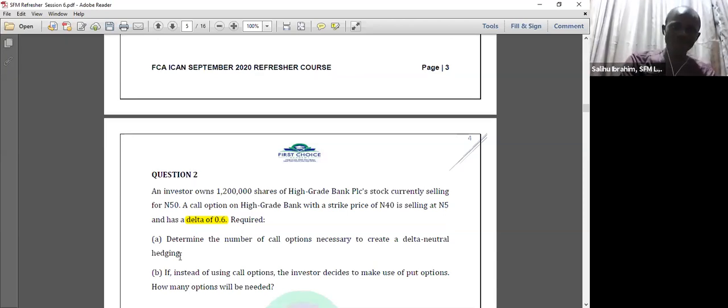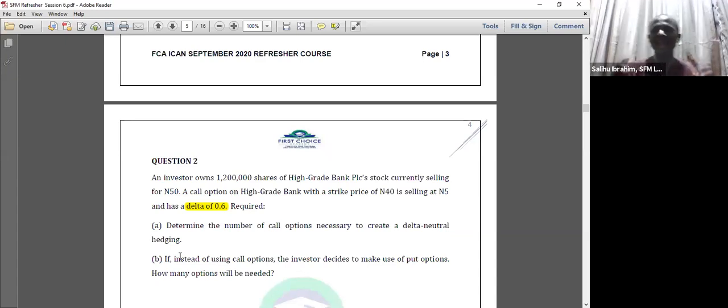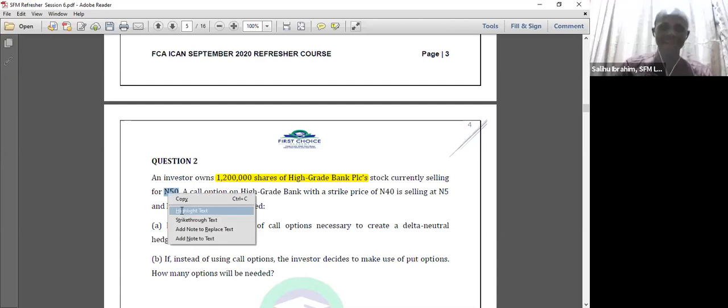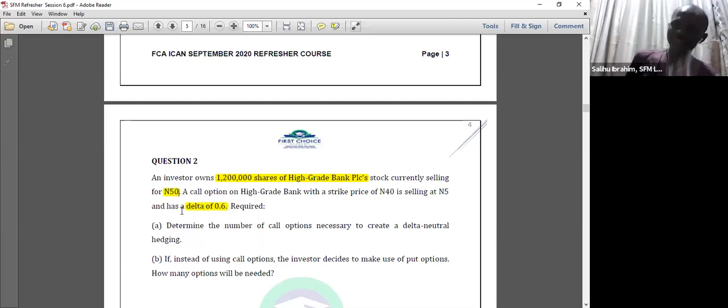That is what I'm going to do here. What this investor wants to do is this: the investor has 1,200 shares in this bank, and the share price is 50 naira. He does not want to sell the shares now. It means he wants to hold the shares. Now, if he does not sell the shares, there is every tendency that the price of the share will change. It's either the price has fallen or the price has risen.